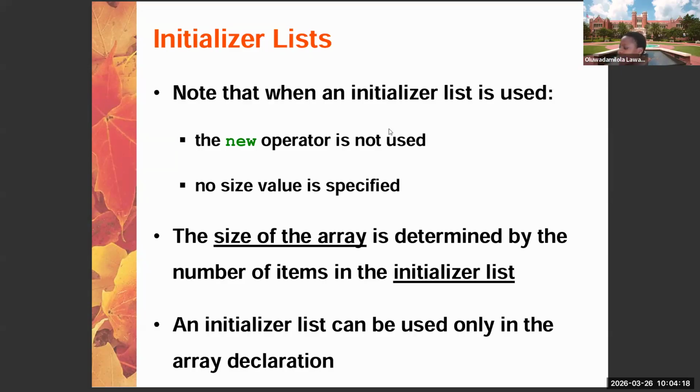An initializer list can be used only in array declaration. Don't forget, only in array declaration. We should understand this, and you should open your curly braces when you have more than one line, and you should separate each of the values with what? With a comma. Any question on this?